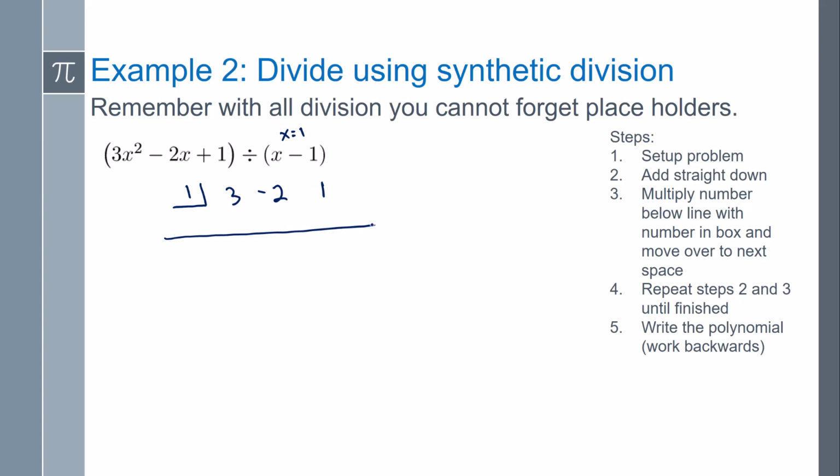We follow the pattern. Add straight down. We multiply. 3 times 1, add straight down. Multiply. 1 times 1, add straight down. Now we interpret. Remainder, constant, x. So it's 3x plus 1, and then plus my remainder, which is 2 over by whatever you divide by. So in this case, 2 over x minus 1. That's our answer.